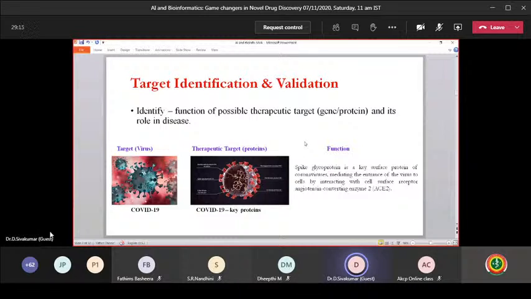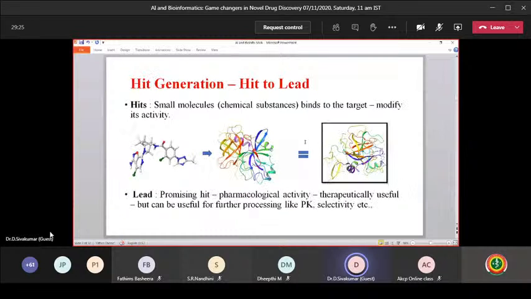Then the next thing is the hit generation. We will get the hit. The hit is something like a small molecule, usually a chemical substance, which binds to the target, that's the protein here, and it needs to modify the activity. Usually we will get a lot of hits, whatever technique you use.